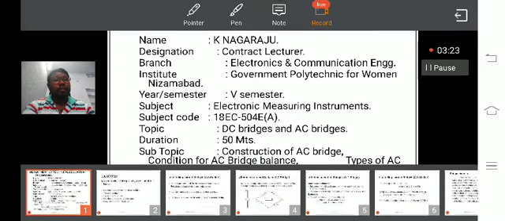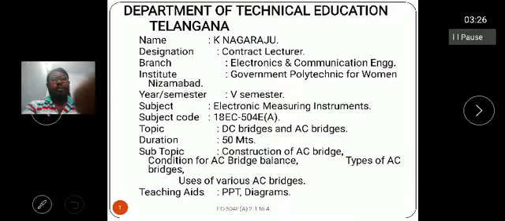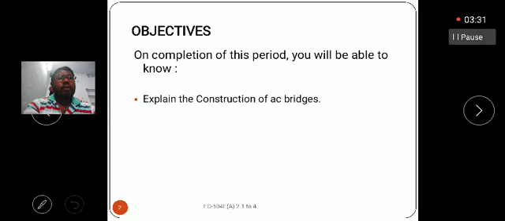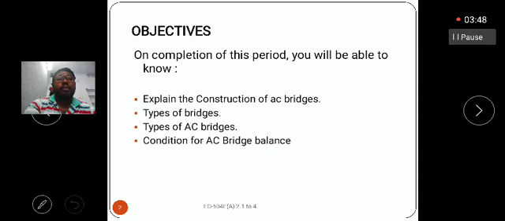Now in this explanation, I am going to explain a few topics. On completion of this presentation, the main objectives are that we are able to know the construction of AC bridges, the types of bridges, the types of AC bridges and types of DC bridges, the condition for AC bridge balance, and the various applications or uses of bridge circuits. After completing this presentation, I would like to cover these topics.